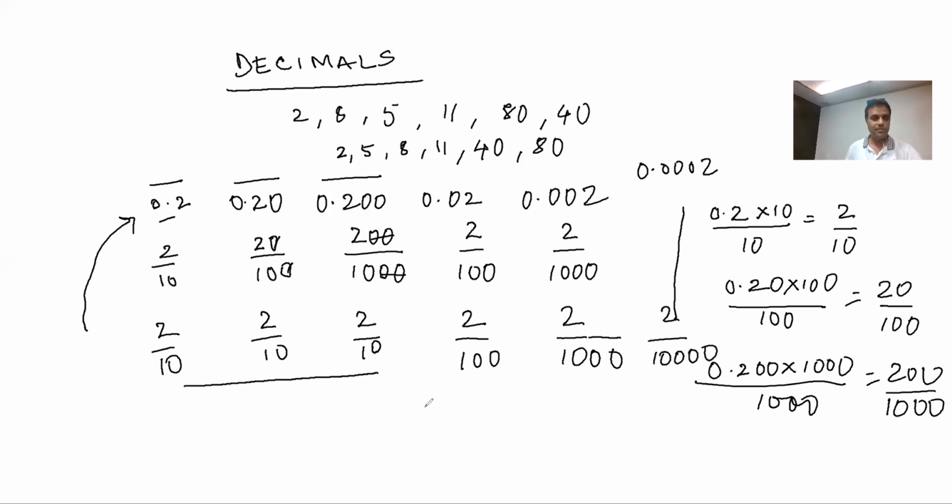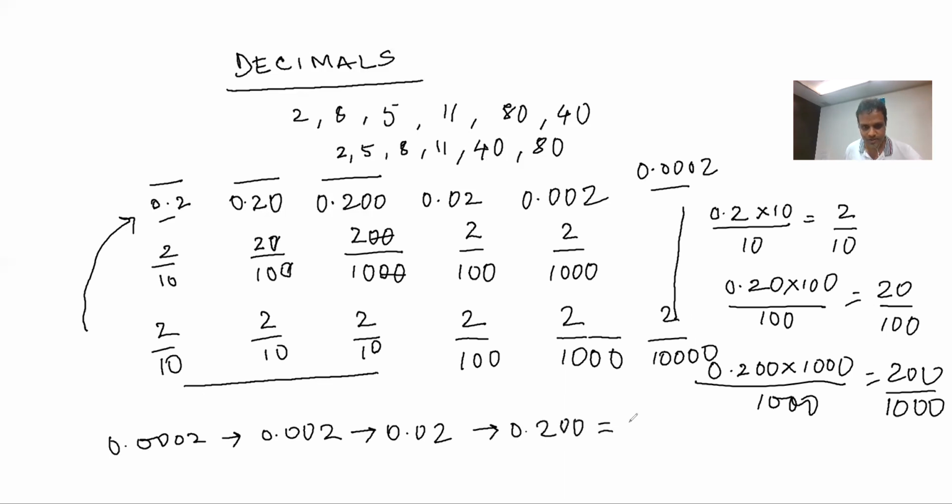Now we can arrange them in ascending order. Which is the smallest one? This is the smallest one, so let's start with 0.0002, followed by 0.002, followed by 0.02, and then we will have the numbers that are all the same: 0.200 equal to 0.20 equal to 0.2.